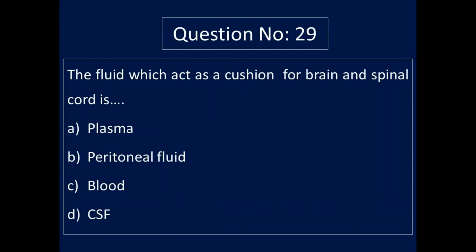29th question. The fluid which acts as a cushion for brain and spinal cord is: A, plasma; B, peritoneal fluid; C, blood; and option D, cerebrospinal fluid. Right answer is option D, cerebrospinal fluid.